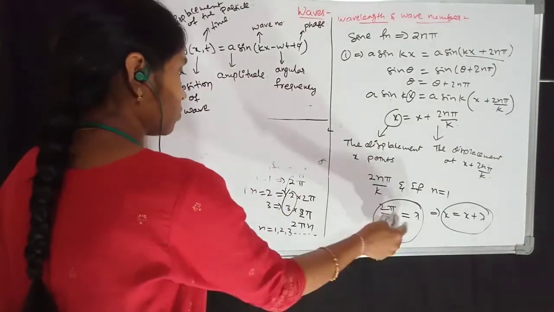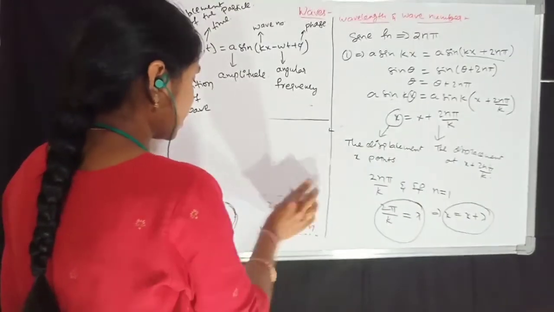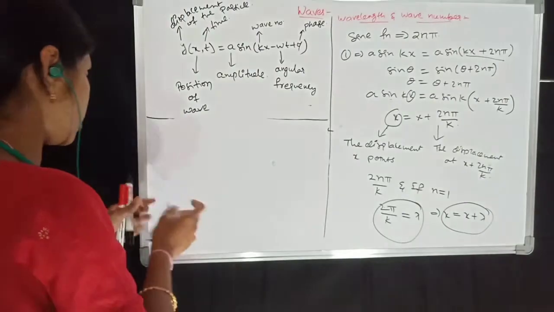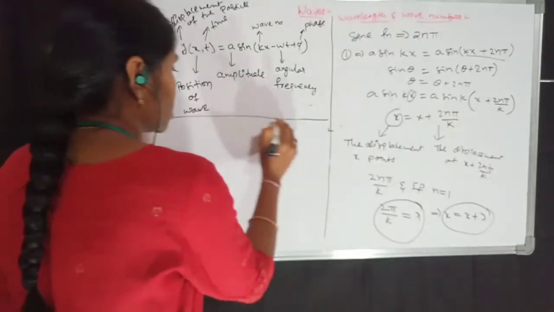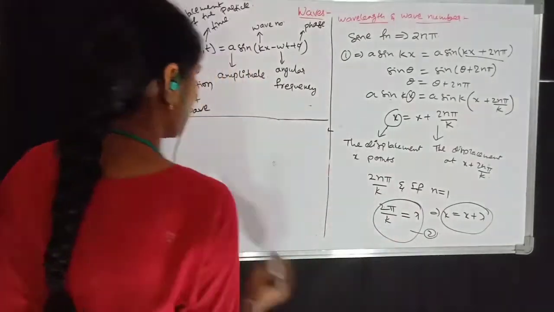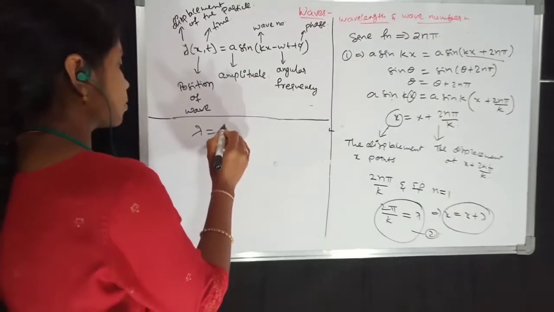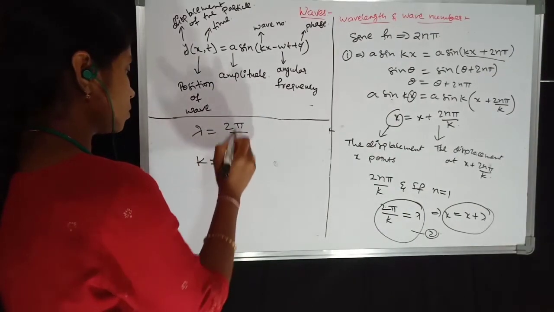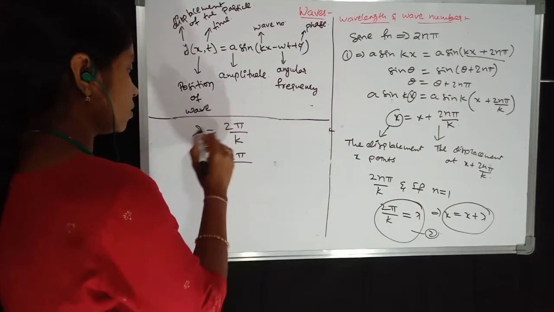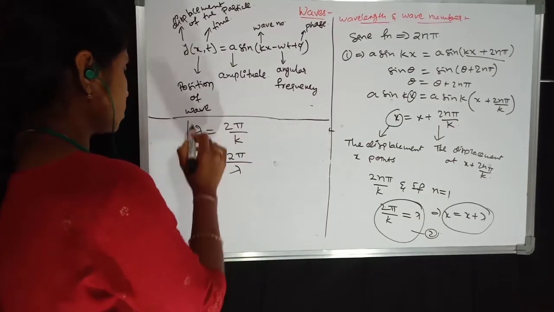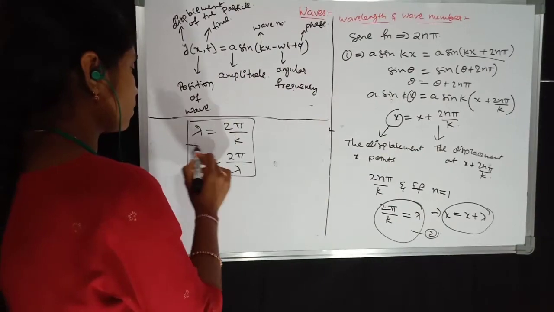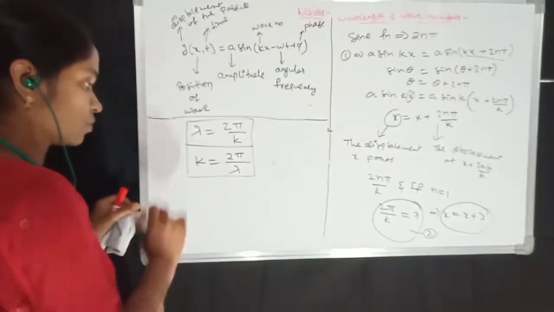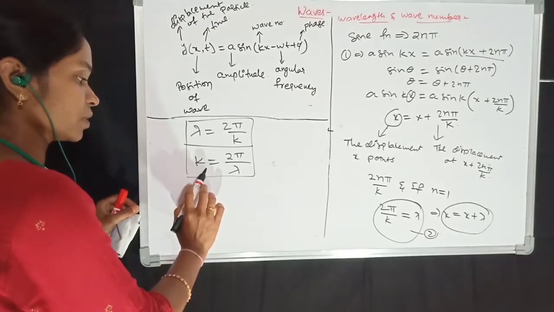Now from this equation you can write the equation for wave number k. K is the wave number, and from equation number 2, lambda equals 2 pi by k, and from this equation k is equal to 2 pi by lambda. These two equations are important. This is the equation for wavelength, and this is the equation for wave number.